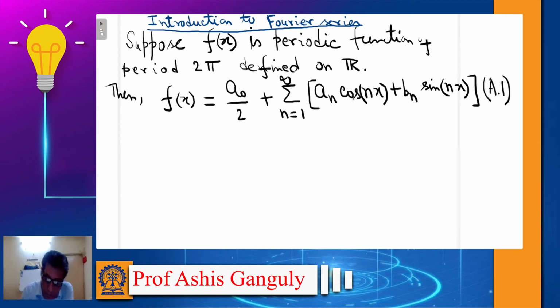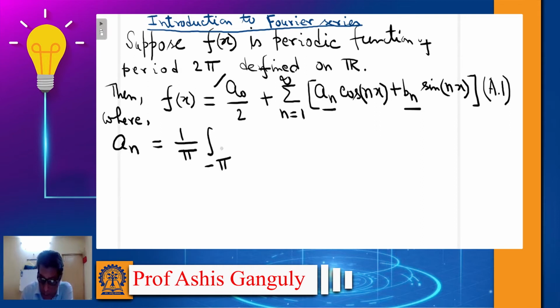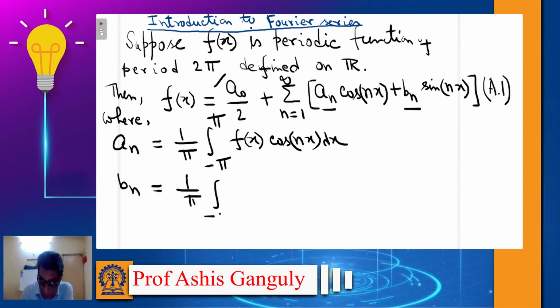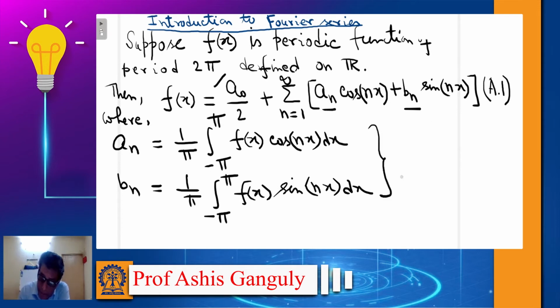Okay, so the point is that then this An and Bn, A0, can be written down using the Fourier inversion formula like that, where An equals 1 by pi integral minus pi to pi f(x) cos nx dx, and Bn equals 1 by pi integral minus pi to pi f(x) sin nx dx, where n equals 0, 1, 2, and so on.